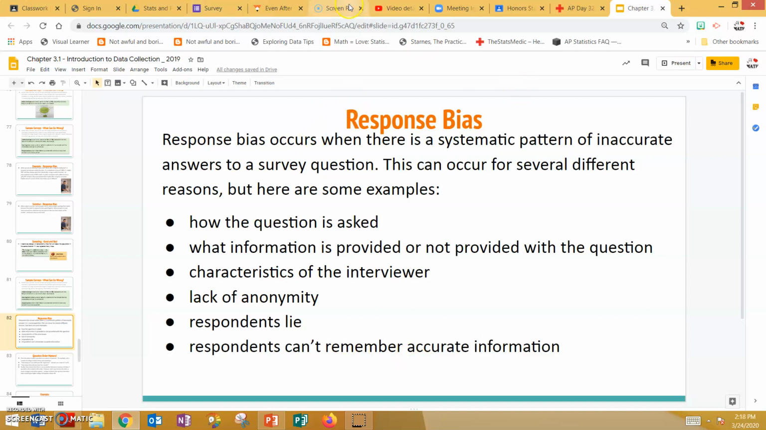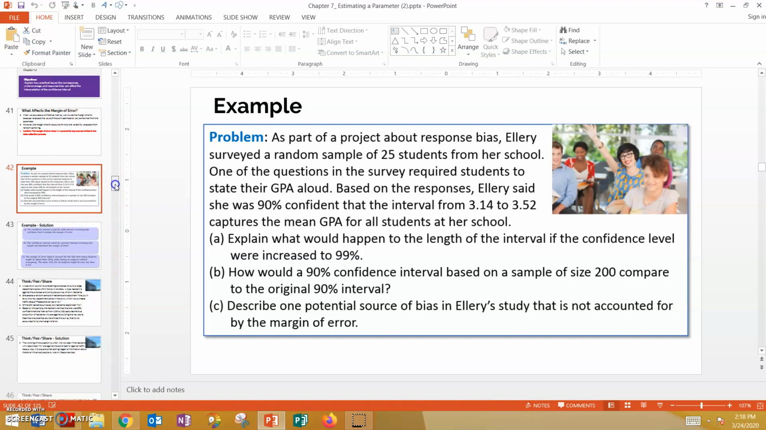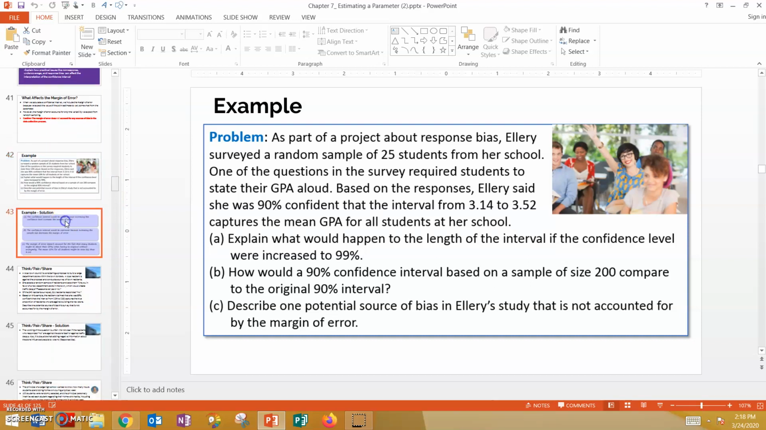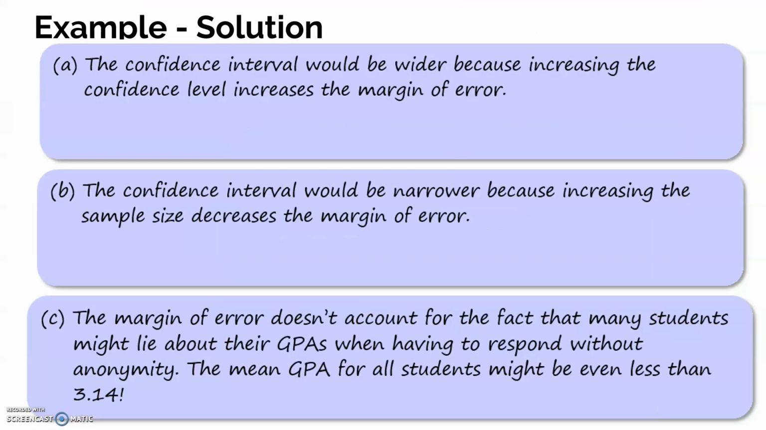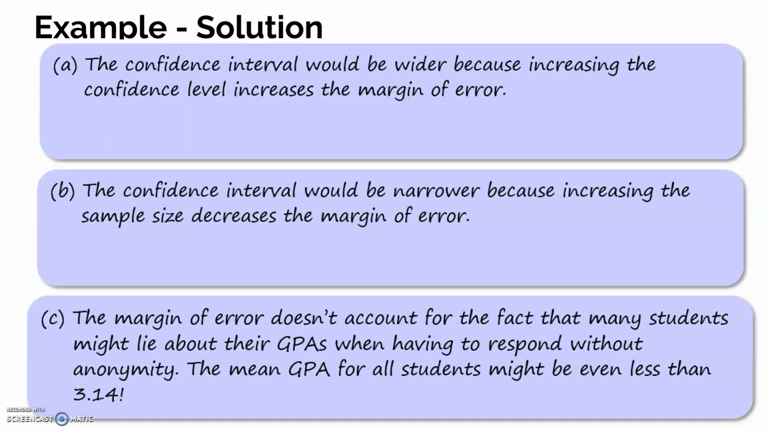Okay, so let's go back to our topic here. And in this question, if you read the context here, Ellery has students state their GPA aloud. Okay, so that may cause some issues, and that may cause students to lie because, what student would want to give their GPA if it's on the low side? And maybe some students with high GPAs may be ashamed that they're smart and intelligent students. So who knows? But our solution here is the margin of error doesn't account for the fact that many students may lie about their GPAs when having to respond without anonymity.